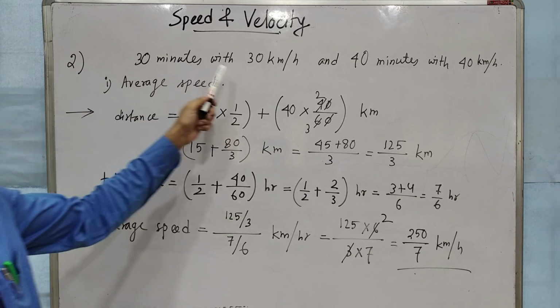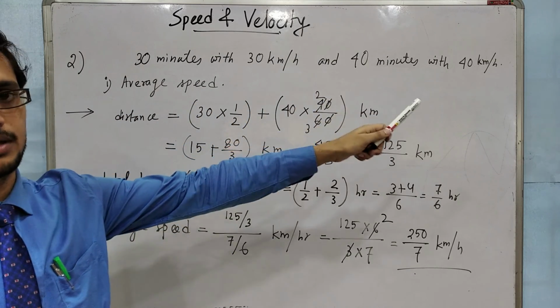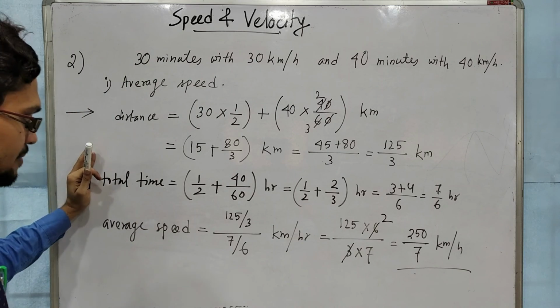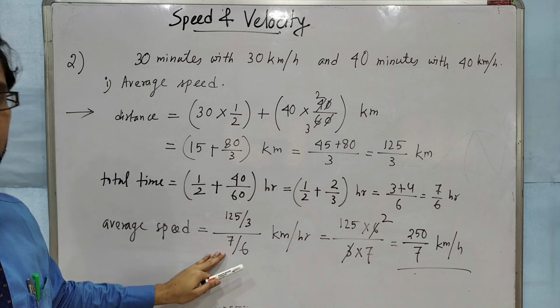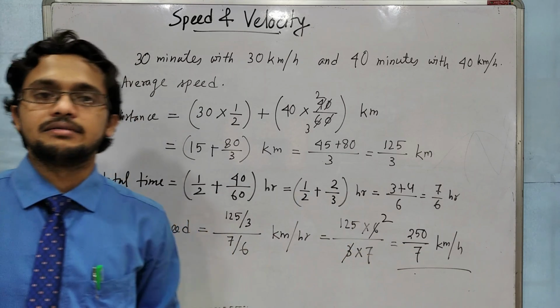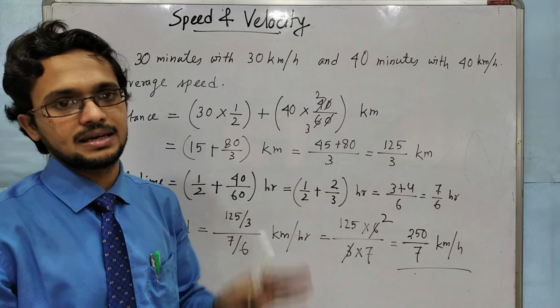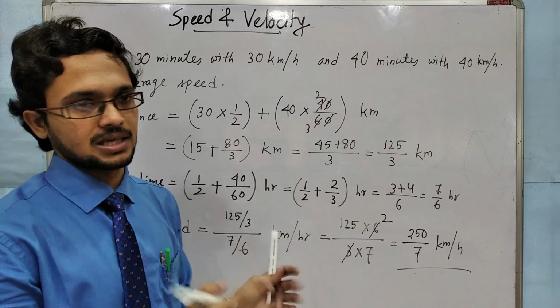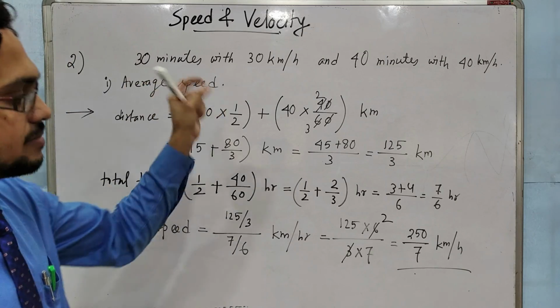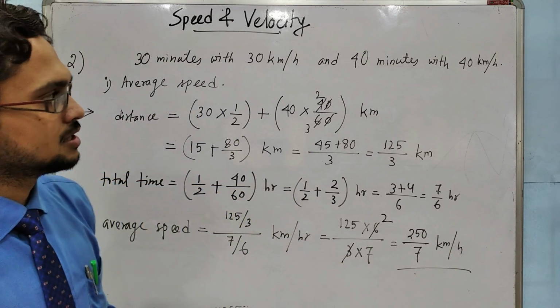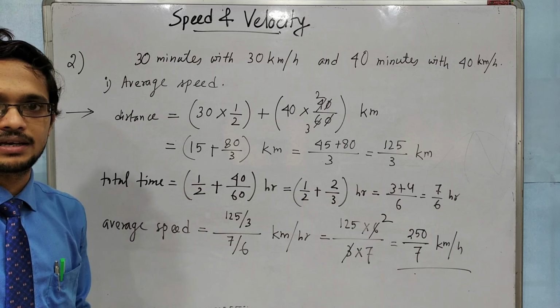So 30 minutes with 30 km per hour, 40 minutes with 40 km per hour. First you have to find the total distance, then total time, then divide total distance by total time. You will get the average speed. As it is moving in a straight path, average speed and average velocity will be the same. If the second question is there, what will be the average velocity? This will be the average velocity. Okay, understand? So this is our today's topic.